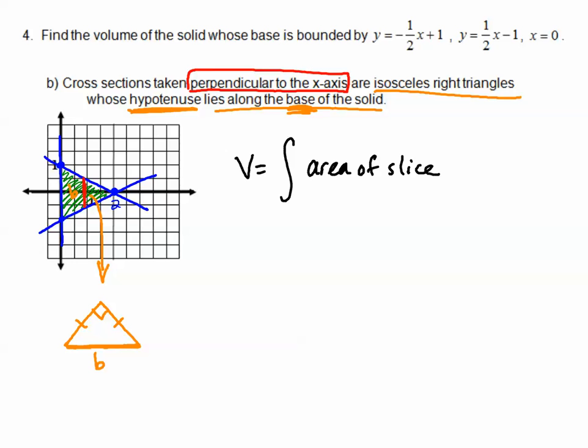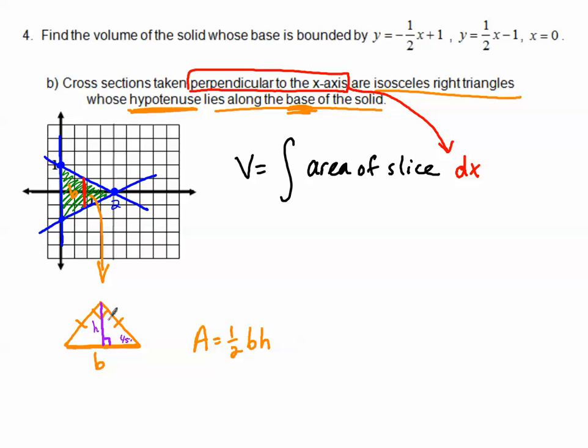So we still have volume equals the integral of area of the slice. We still know that our cross sections being taken perpendicular to the x-axis means we work with respect to x. And we still have the information that area of a triangle is 1/2 base times height. However, this time the base is not the same as the height. Let's draw in the height of this triangle. There it is right there. The height. How can we figure out what the height is in relation to the base?